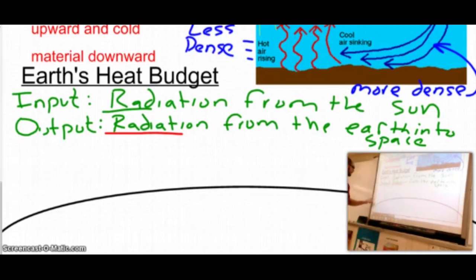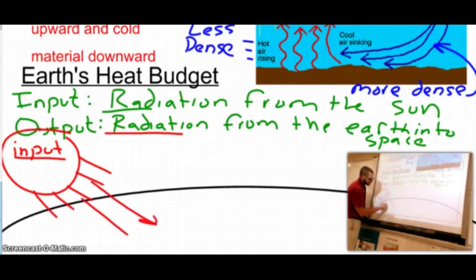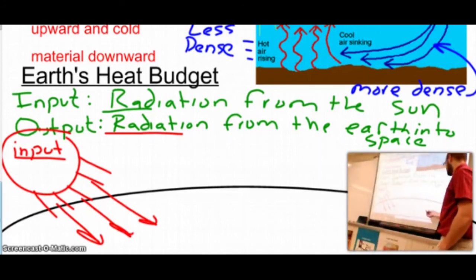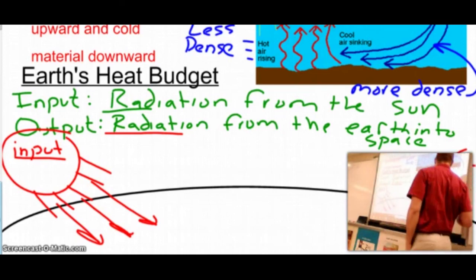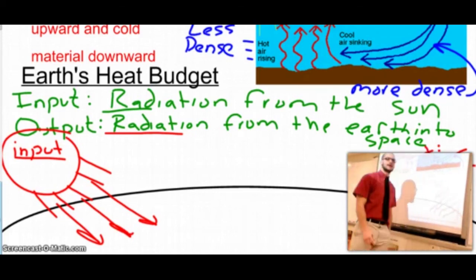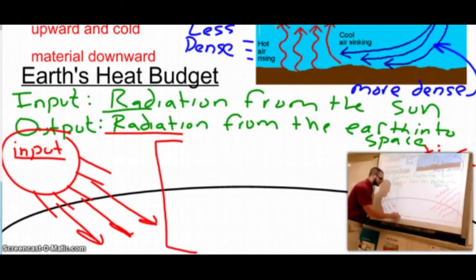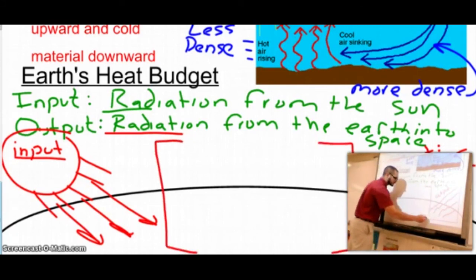Okay? Well, for our final drawing, our input side is the sun. Okay? What's on our output side? Yeah, so that radiant heat coming from the Earth. Now in the middle, there's another thing we need to talk about, briefly. All the other stuff that we've talked about so far ends up in this middle category.